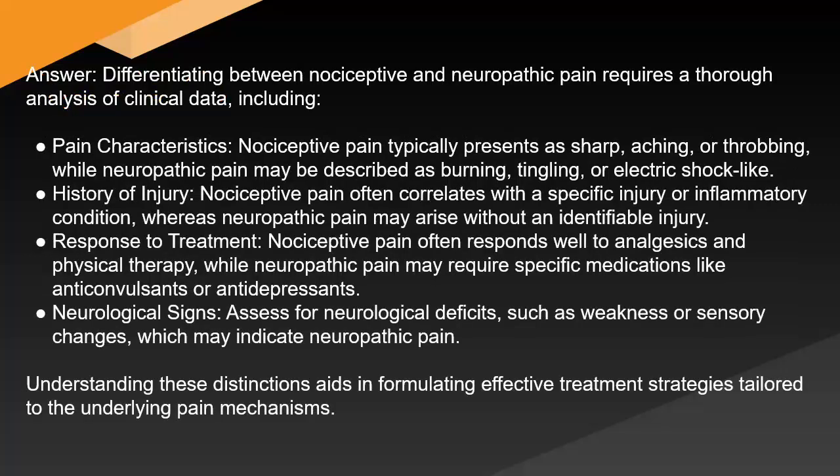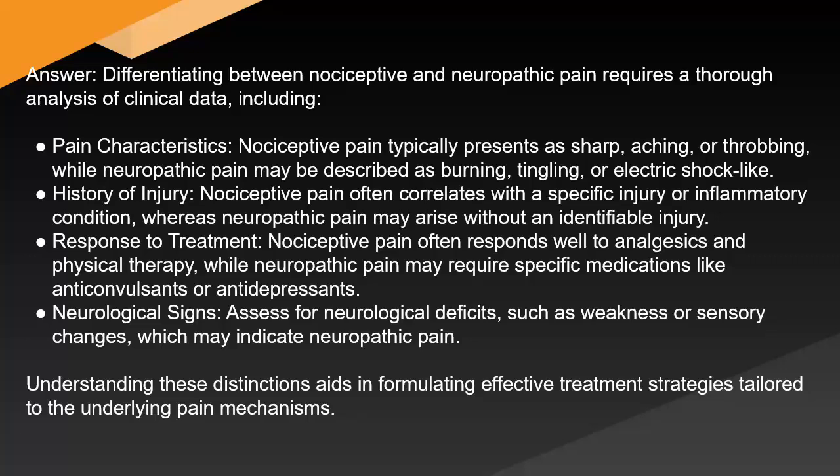Answer: differentiating between nociceptive and neuropathic pain requires a thorough analysis of clinical data, including pain characteristics. Nociceptive pain typically presents as sharp, aching, or throbbing, while neuropathic pain may be described as burning, tingling, or electric shock-like. History of injury: nociceptive pain often correlates with a specific injury or inflammatory condition, whereas neuropathic pain may arise without an identifiable injury. Response to treatment.